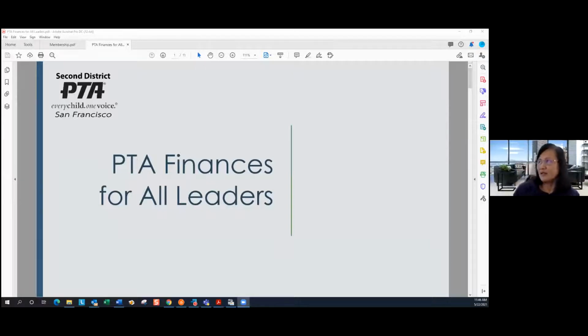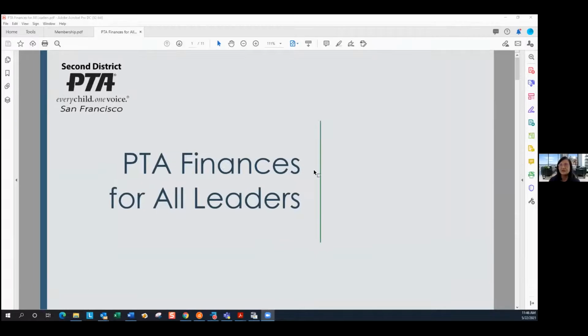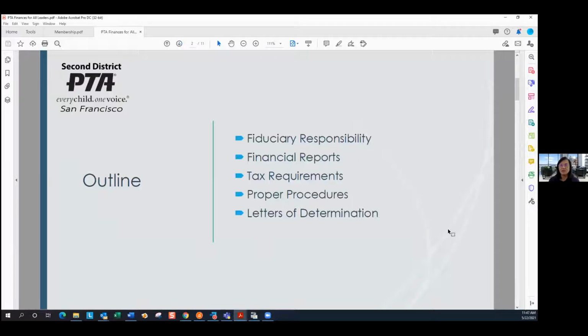Hi everyone, my name is Sally Blumenfeld and I'm the current treasurer for 2nd District. Today I just want to share with all of you some things that we all as leaders should know about PTA finances. We'll probably hold a more specific in-depth treasurer's training later on. But for right now, I just want to cover some fiduciary responsibilities, some common financial reports that we'll be seeing, what the tax requirements are, some proper procedures, and what are letters of determination.